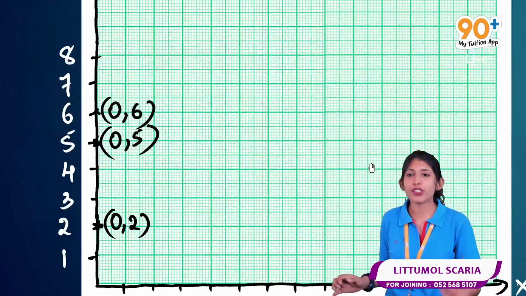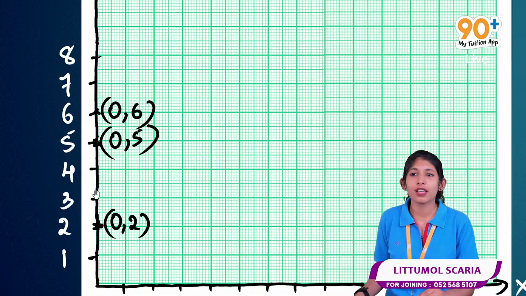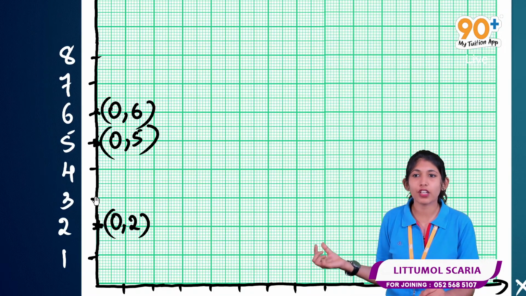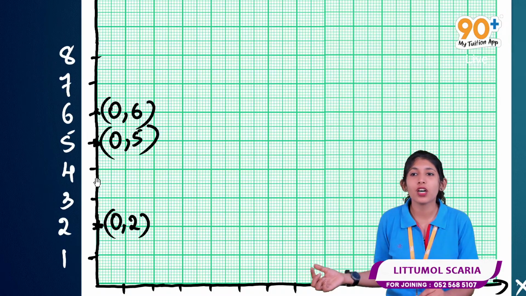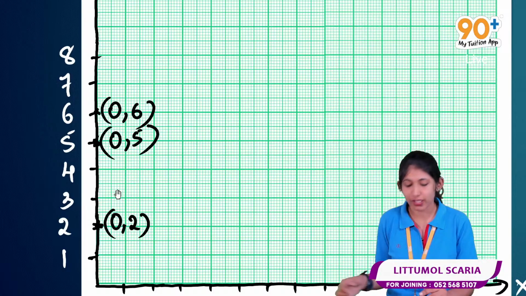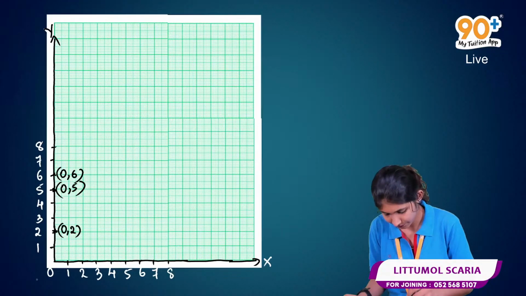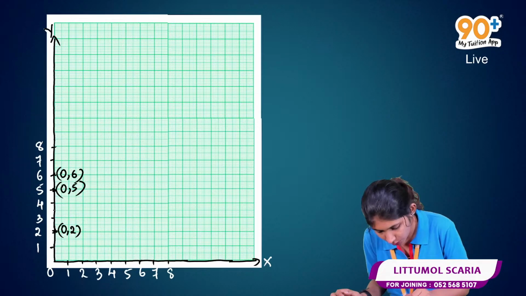Where will you locate your 3.5? Yeah, you can see smaller lines as well. So exactly in the middle of 3 and 4 comes your 3.5. Yes, they lie on a line. Yes, you have got the answer as well. Okay, so 0, 3.5 will be here.